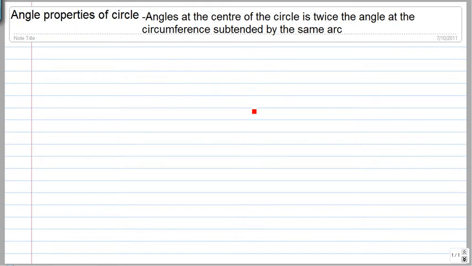So for this particular lesson of angle properties of circles, we're going to learn that the angle at the center of the circle is twice the angle at the circumference subtended by the same arc. So how would this look in a circle?